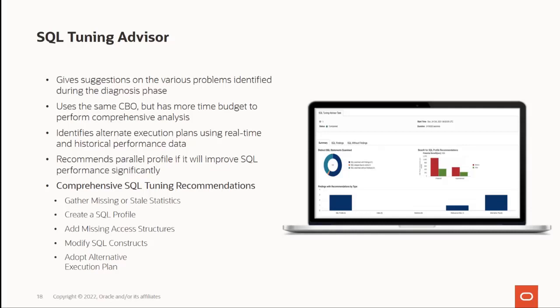Adding any missing access structures like indexes or materialized views would be another recommendation. And as I said before, if you have a SQL plan baseline that you had already used, it will also recommend to adopt an alternative execution plan. It would say that, by the way, an alternative execution plan was found and you already used a SQL plan baseline before. Why don't you continue using that? Or maybe consider creating a SQL profile, whichever works for you. So if the system detected an alternative plan that worked very well in the past, it would identify that plan and allow you to actually switch back to that particular plan.